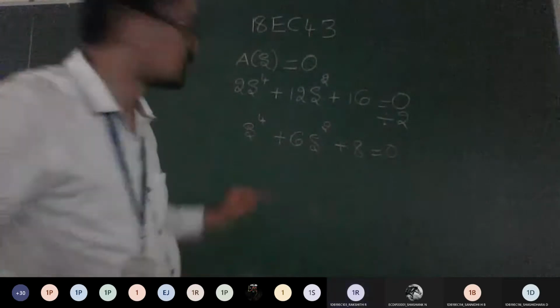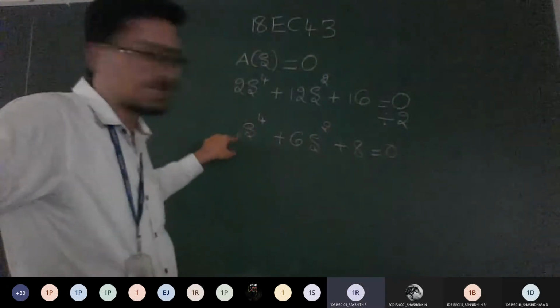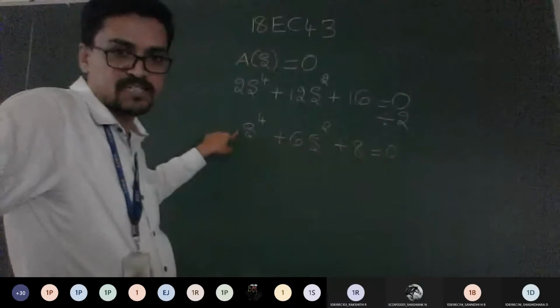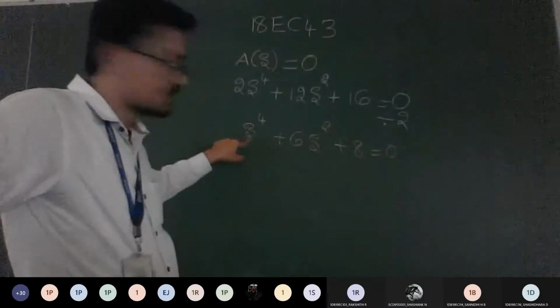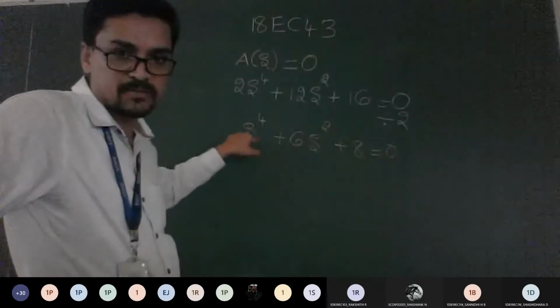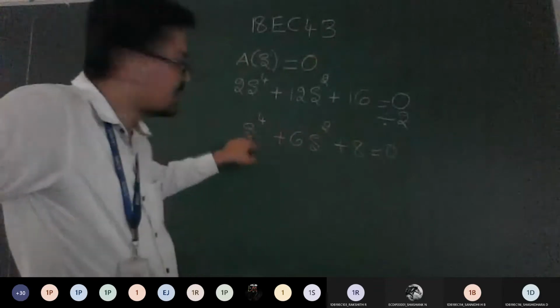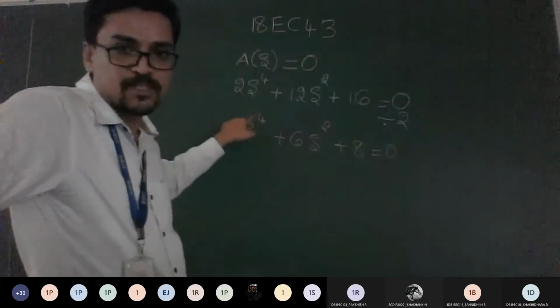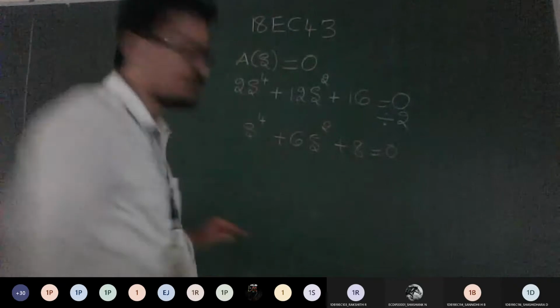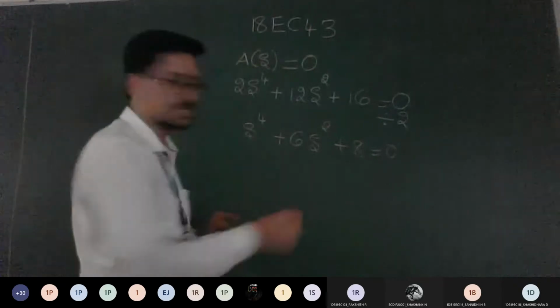But look here, even after elimination of this maximum coefficient, this is not in the form of a quadratic equation, ax square plus bx plus c. Only a square should be there, but here the power of 4 is there. So what could be done? We can make a small change.